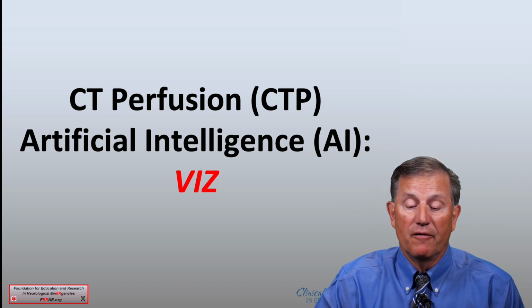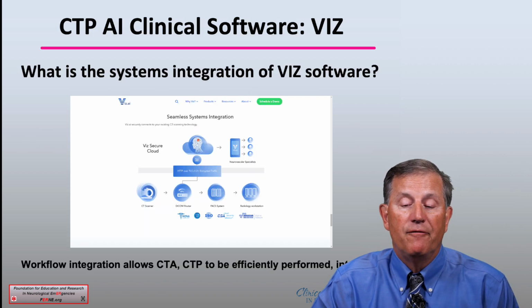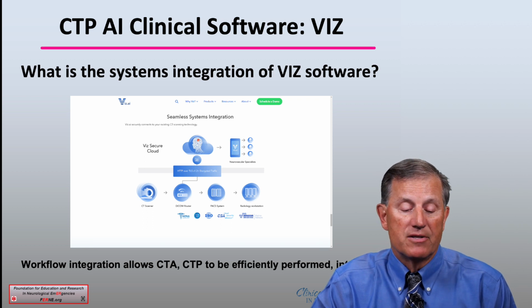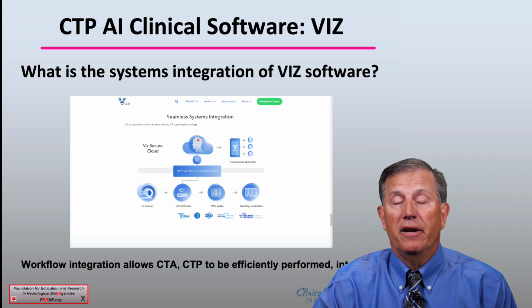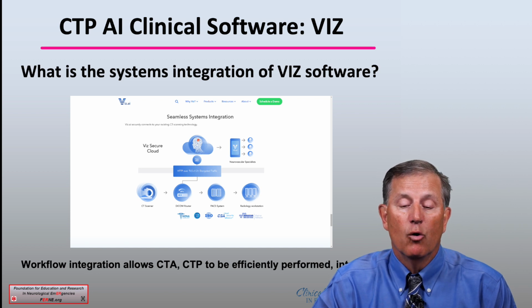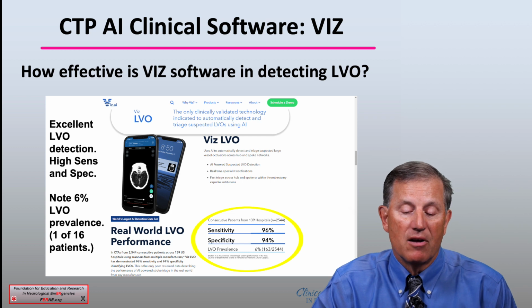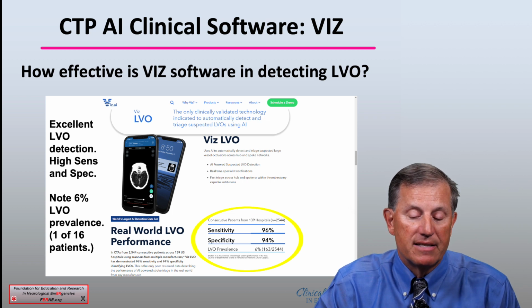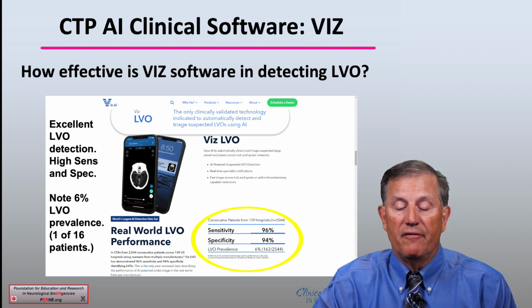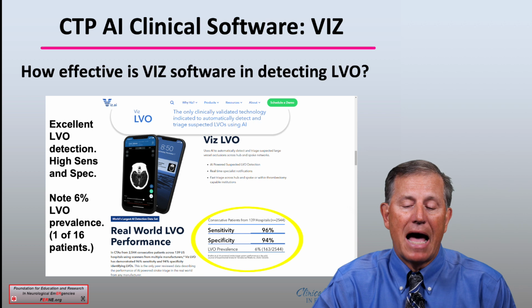Let's talk about a different artificial intelligence called VIZ. And VIZ utilizes some system integration of its software, and it allows workflow to be conducted so that the CTA and CTP are efficiently performed and interpreted, and the results end up in the hands of the provider rapidly. And so how effective is this software? In fact, for detecting LVOs, this software is 96% sensitive and 94% specific. And we know that any test that has a 95% sensitivity and specificity is highly accurate. And this allows us to detect with this software the presence of LVO.